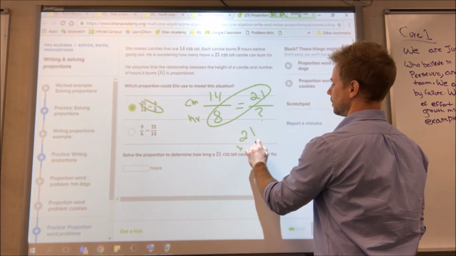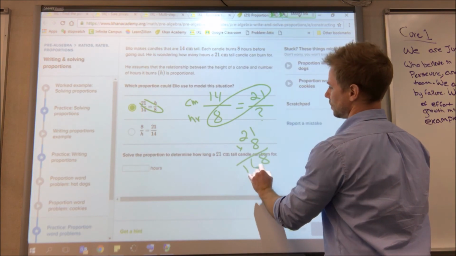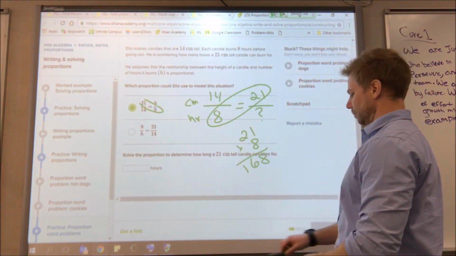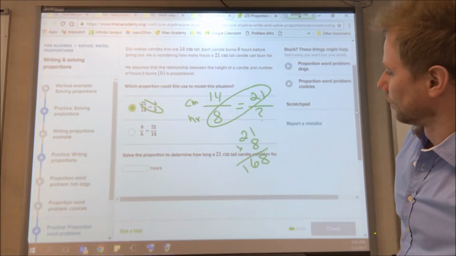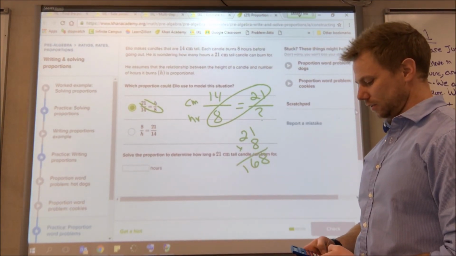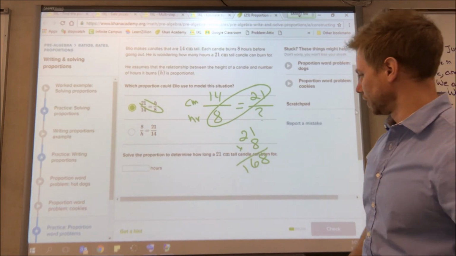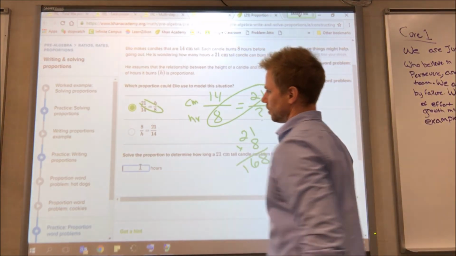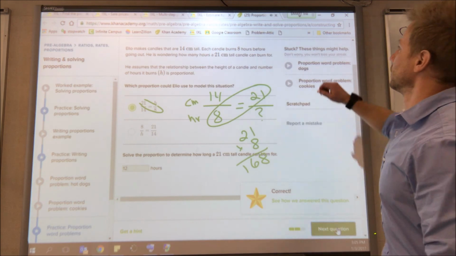21 times 8 is 168, divided by 14. Instead of doing the long division, I'll use my calculator quick and I get 12. Good.